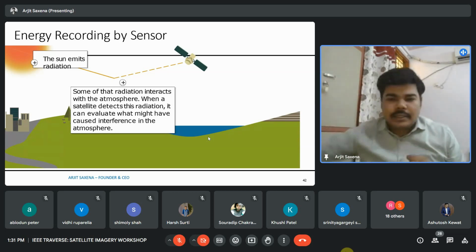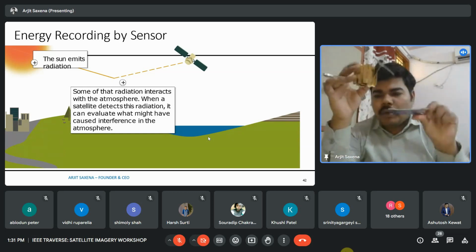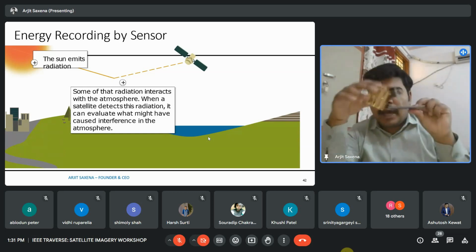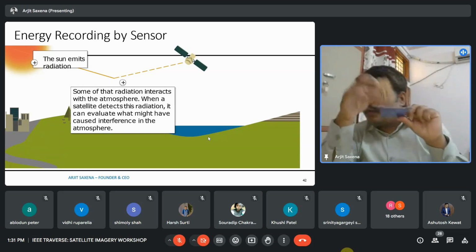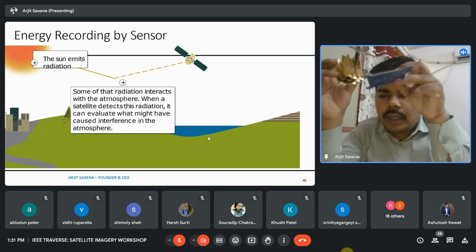So what does it do? Let's say this is your satellite, this is your satellite in space, and this is the platform. This is the target which you have to study. And over this target you have some, let's say, green cultivation.